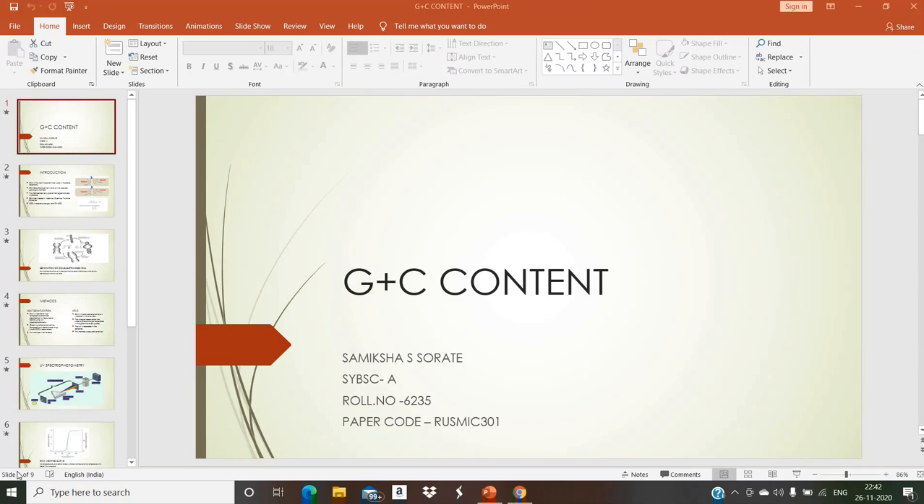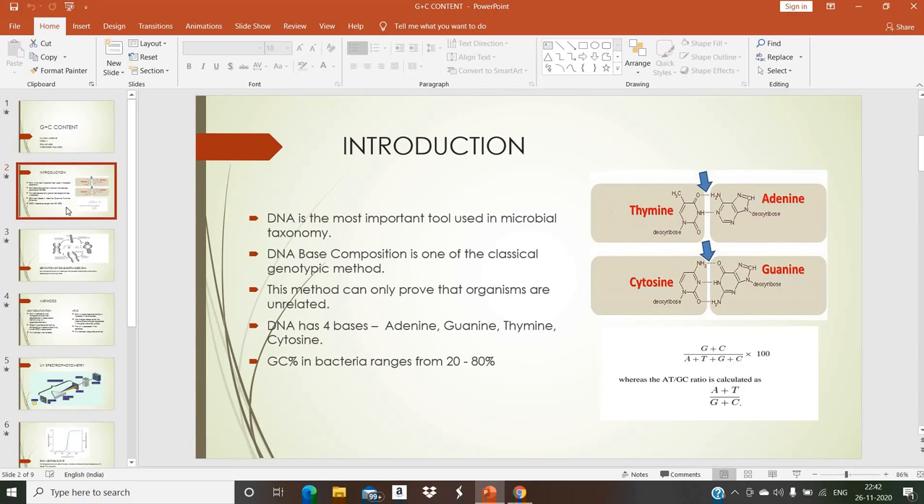As we know, DNA is the most important tool used in microbial taxonomy, and DNA-based classification is one of the classical genotypic methods. DNA has 4 bases, 2 purines and 2 pyrimidines. The AT pair is bound by 2 hydrogen bonds while the GC pair is bound by 3 hydrogen bonds. DNA with high GC content is more stable than DNA with low GC content.